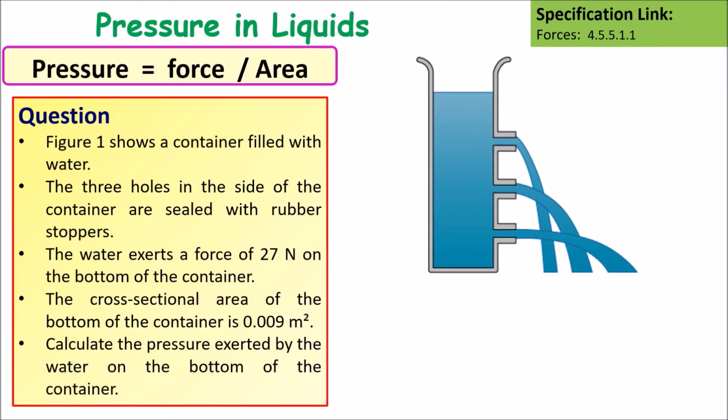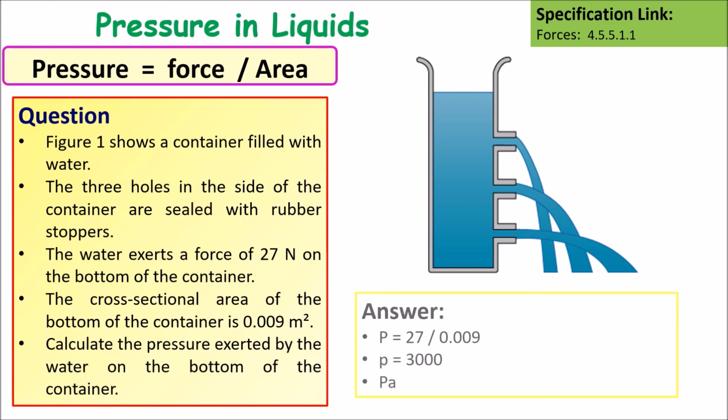If we look at this next example, figure 1 shows a container filled with water. The 3 holes in the side of the container are sealed with rubber stoppers. The water exerts a force of 27 newtons on the bottom of the container. The cross-sectional area of the bottom of the container is 0.009 meters squared. We're calculating the pressure exerted by the water on the bottom of the container.